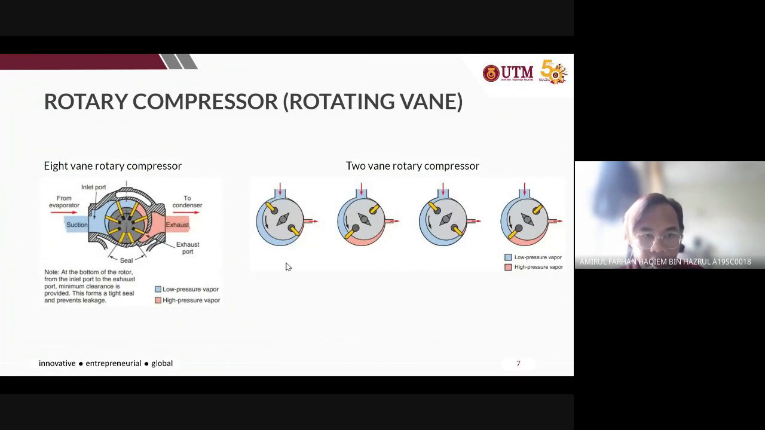So this is a figure of the 8 vane and also 2 vane rotary compressor. The blue region here represents the low pressure vapor, while the red region here represents the high pressure vapor, the compressed vapor. So the low pressure vapor flows into the rotary vane, and then the rotary vane will rotate as it compresses the low pressure vapor into a high pressure vapor, and then it will discharge to the exhaust valve. So the same working principle applies for the two vane rotary compressor, or two blades.